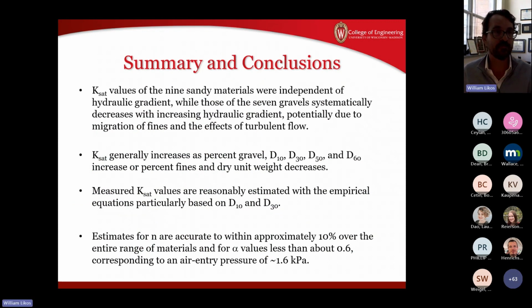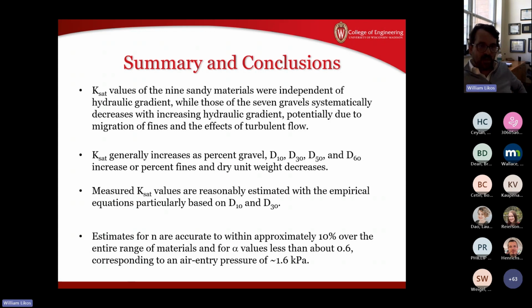So to summarize, what did we do? We measured saturated hydraulic conductivity. We saw that the values of saturated conductivity for sandy materials were independent of hydraulic gradient. Well, there's those for gravels. We saw a slight decrease in conductivity with increasing gradient, probably attributable to migration of fines and potentially turbulent flow. Not surprisingly, we saw that saturated conductivity generally increases as grain size increases, or as percent fines and unit weight decrease. In other words, if we've got less fines or a higher porosity material.